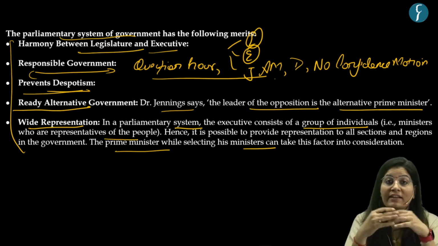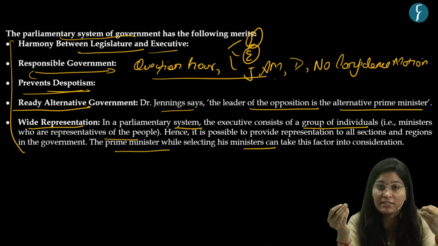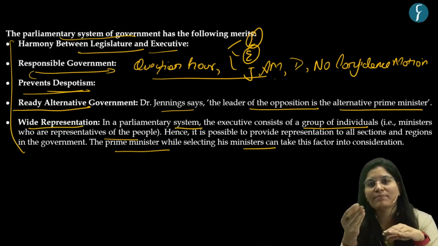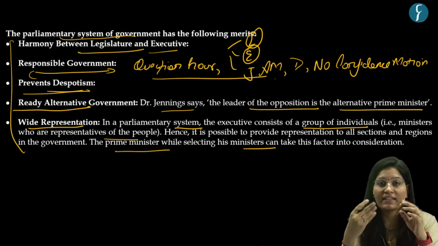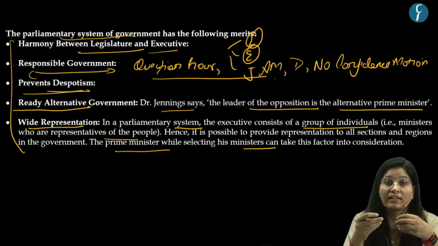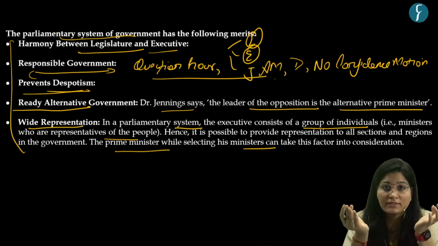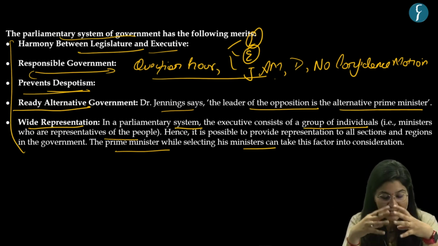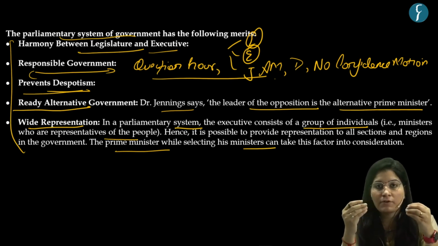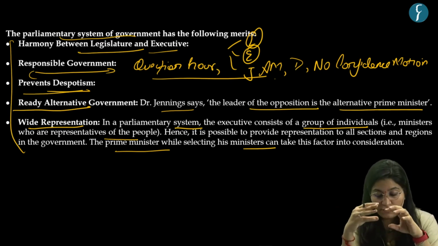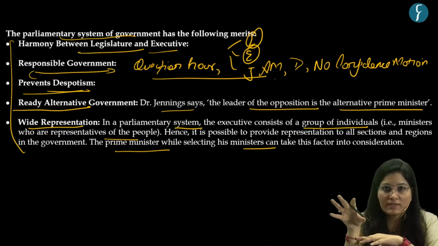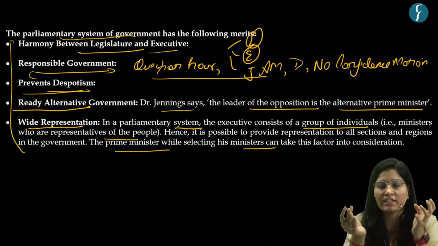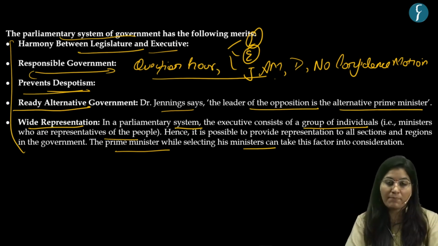Then ready alternative government. If a ruling party loses majority any time, at that time the head of the state can invite the largest opposition party to form the government without any fresh election. And last, wide representation. The parliamentary form of government is composed of an executive which consists of a group of individuals, the council of ministers, and that represents different sections, different regions. So it enhances wider representation. So these are the merits.